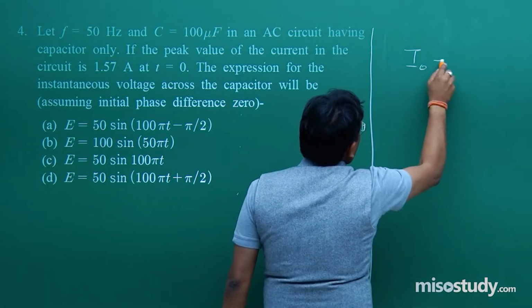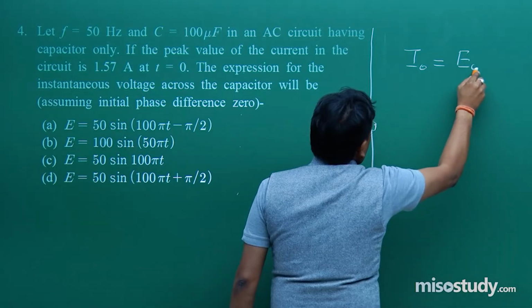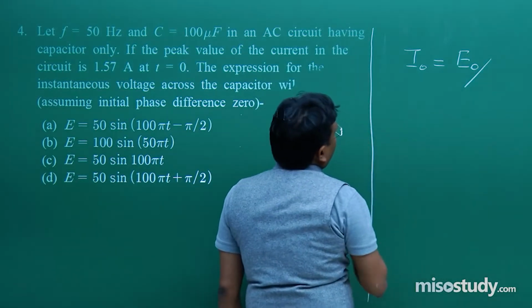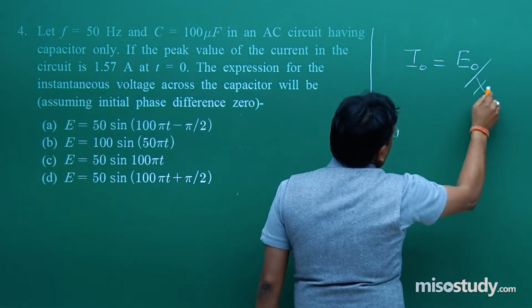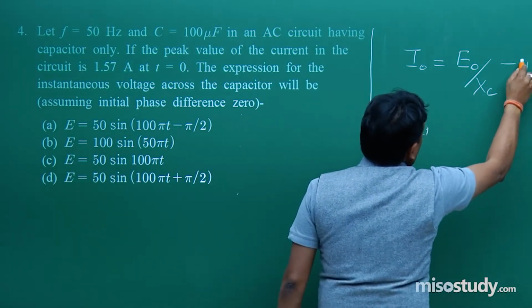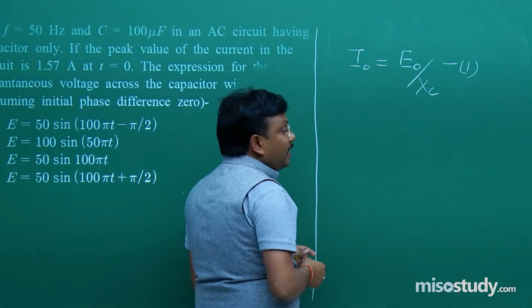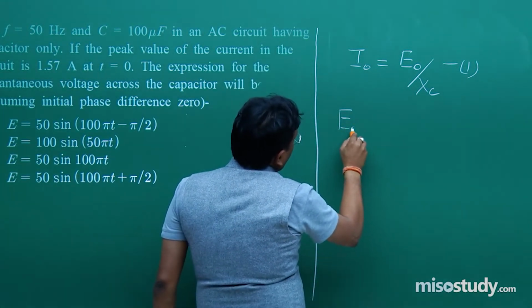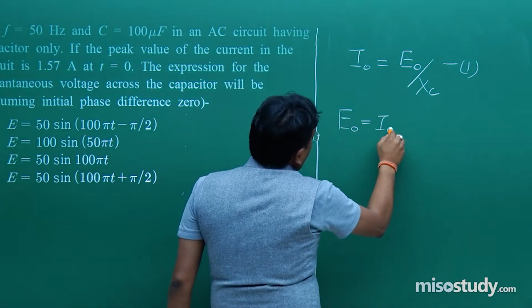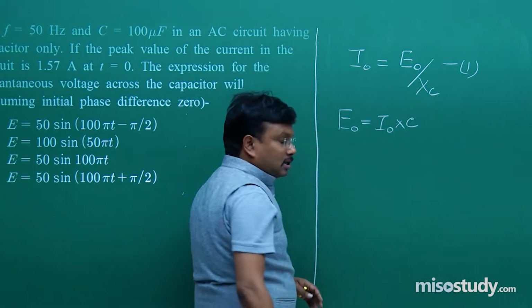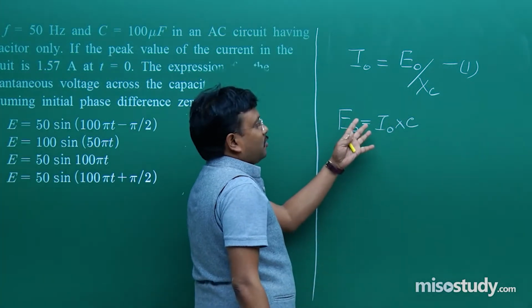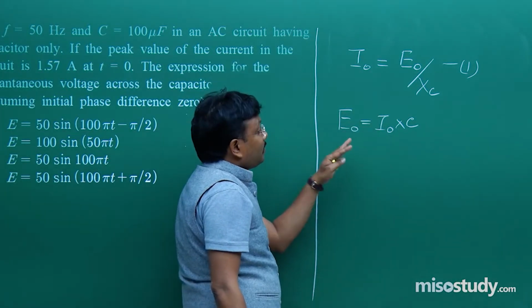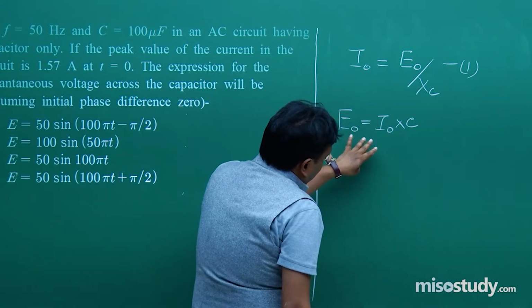I naught is equal to E naught by XC. I think I naught is equal to E naught by XC. Equation number 1. Fine. After that, what you should do, E naught is equal to I naught into XC. What a great step I explained to you. This is something which is very new. This is just arrangement of these terms. Fine. So E naught is equal to I naught XC.